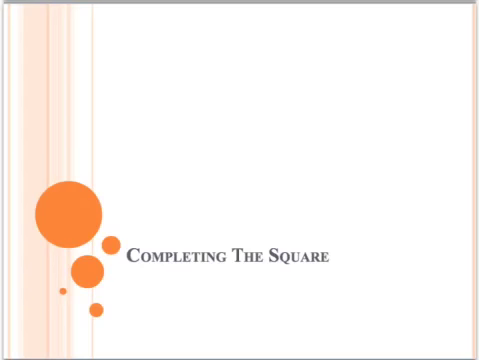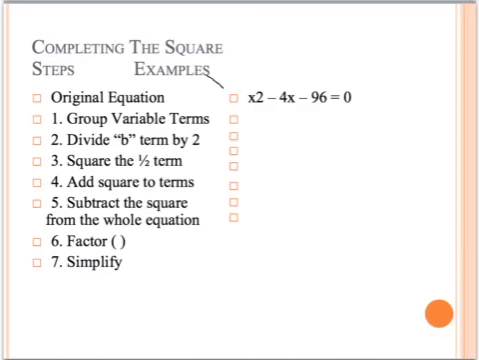Completing the square. Completing the square, steps and examples. First, you need to write the original equation. Step 1 is to group variable terms. So x squared minus 4x, and then minus 96.